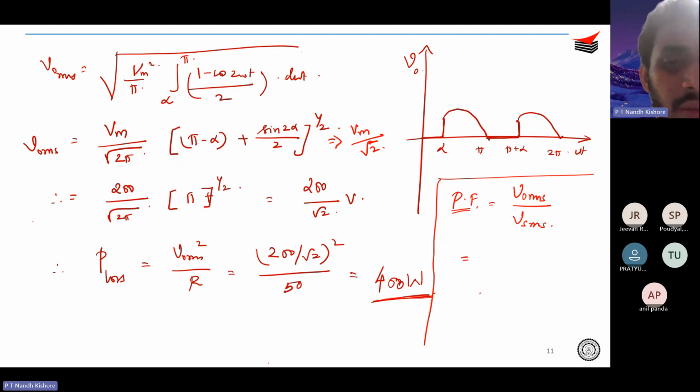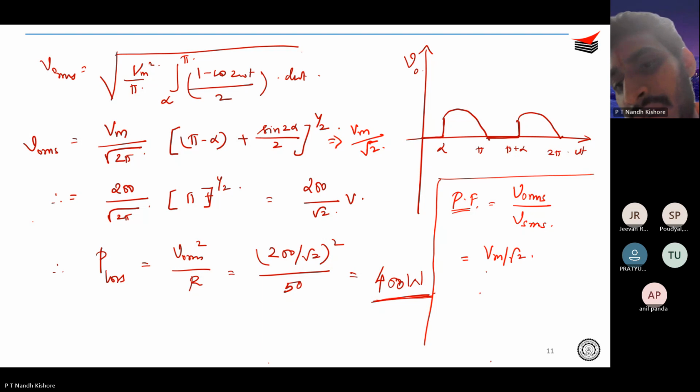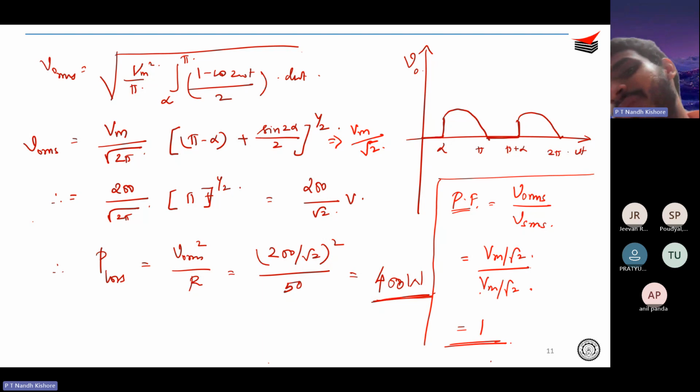So what is V naught RMS? We saw that V naught RMS is Vm by root 2. Correct? And what is Vs RMS? Vs RMS is also Vm by root 2. Therefore, the power factor is unity.